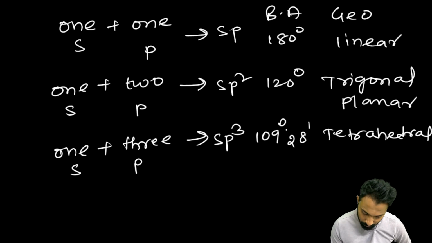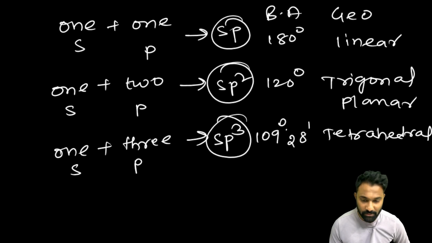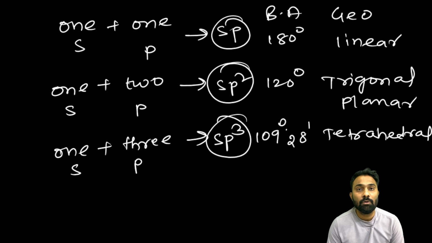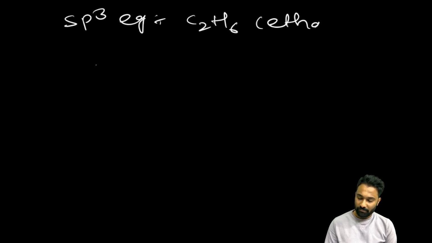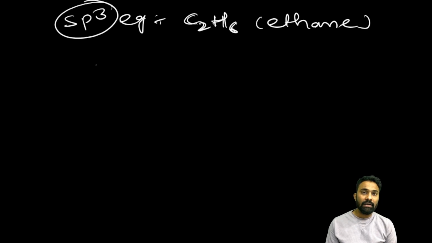Clear? Now based on sp, sp2 and sp3, we will see how they relate to organic molecules, and how hybridization is interrelated with organic molecules. First I am going to explain the hybridization of sp3. The example I am going to take is C2H6, that is ethane. Sir, for this C2H6 ethane molecule, how do you say it is sp3?